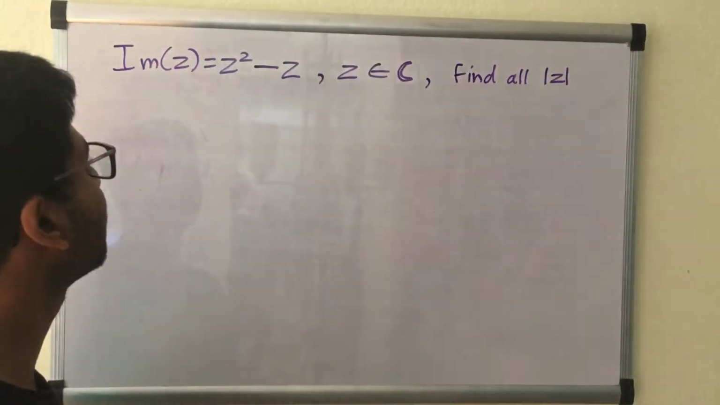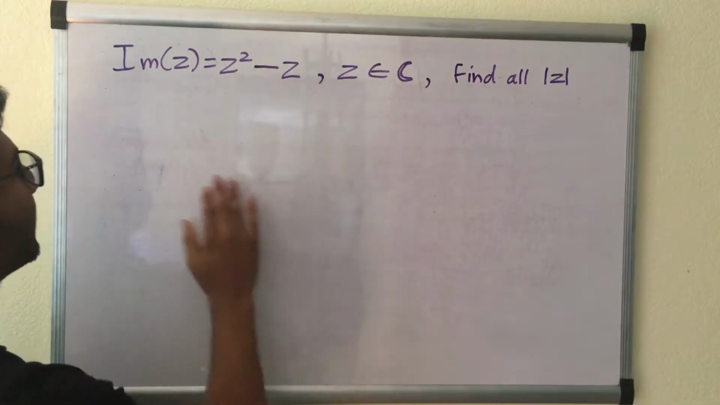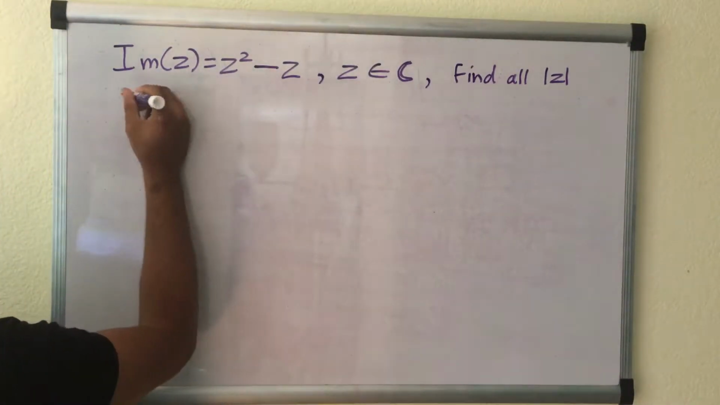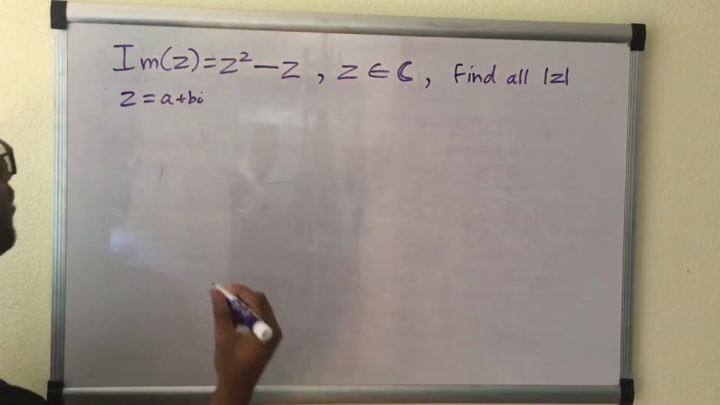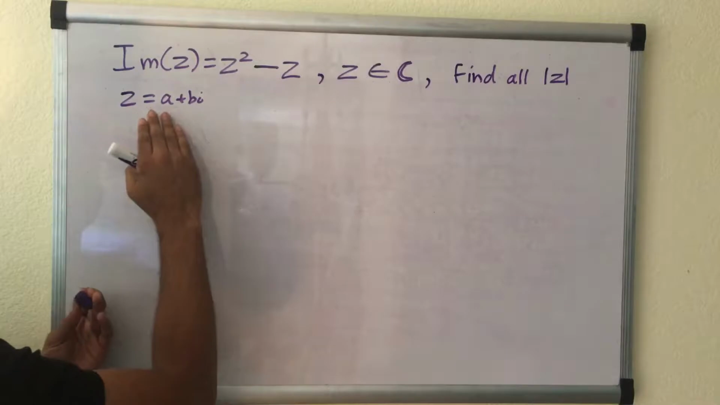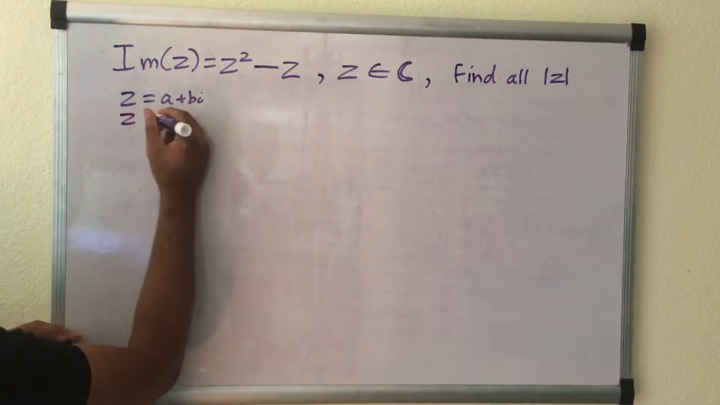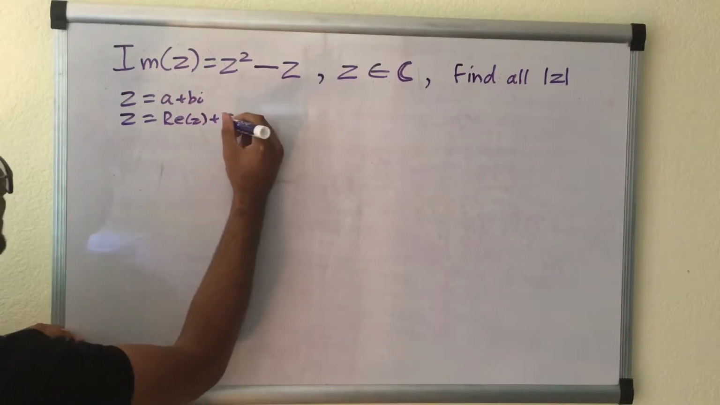Hey guys, so today we're going to work with a complex number z such that z squared minus z is equal to the imaginary part of z. What we're going to do is say z is equal to a plus bi, because since z is a complex number, it is composed of a real part, which is a, and the imaginary part, which is bi. Z as a complex number can also be written as the real part of z plus the imaginary part of z times i.